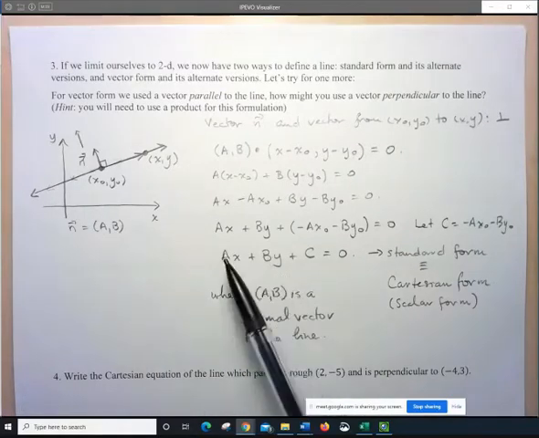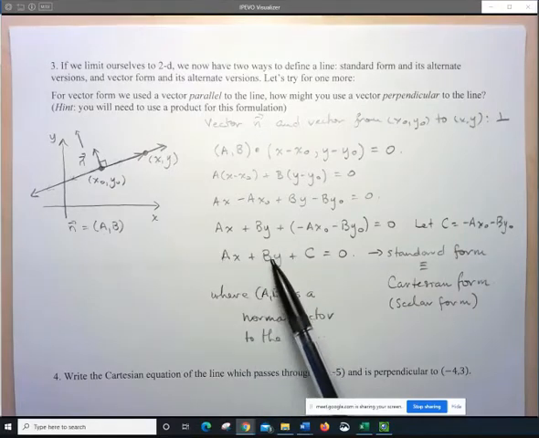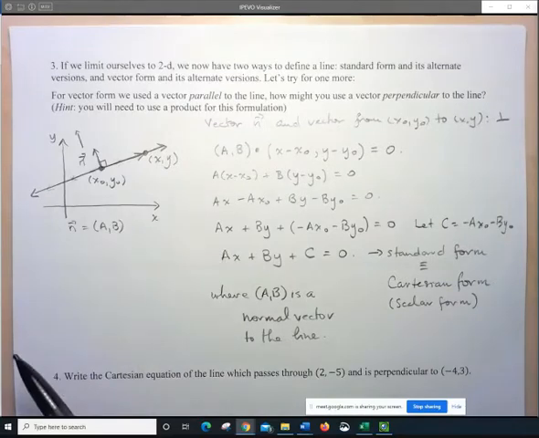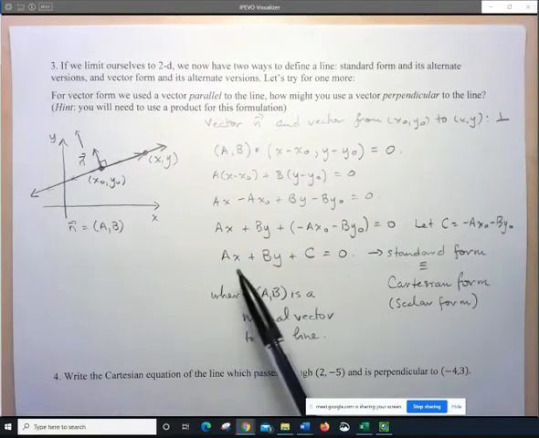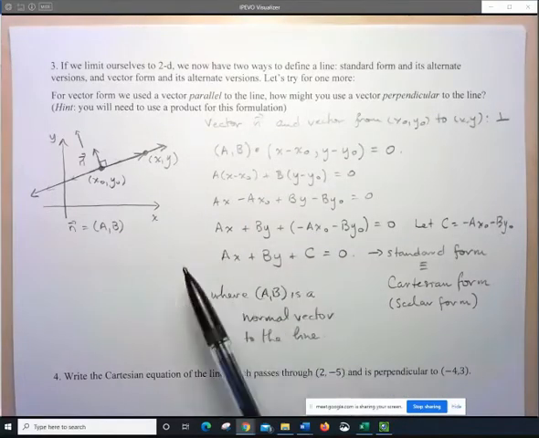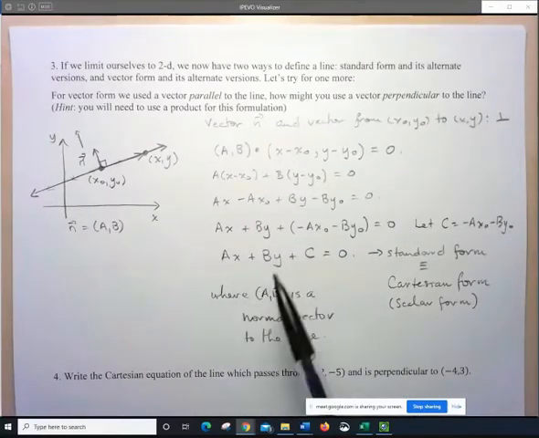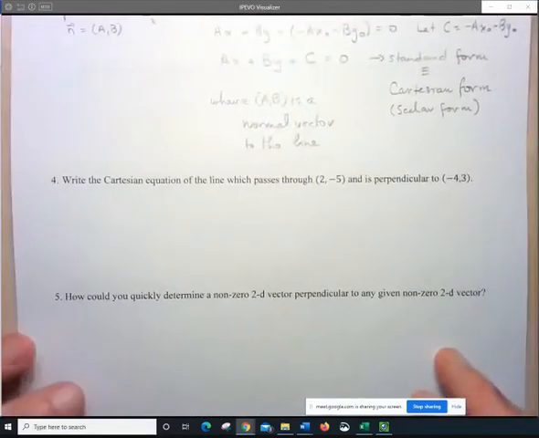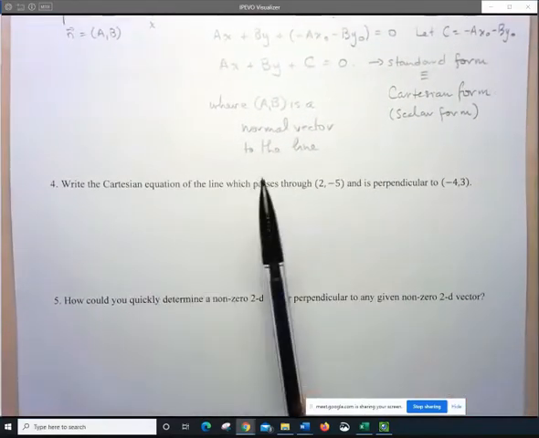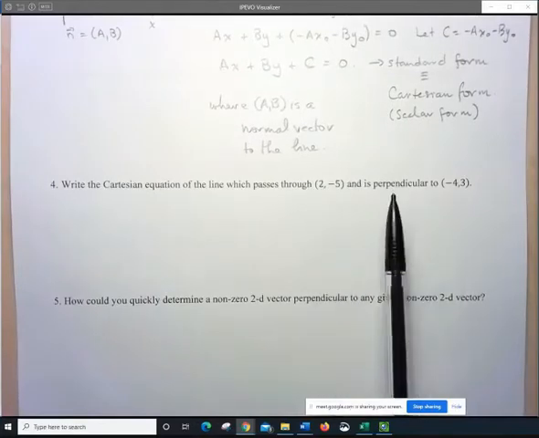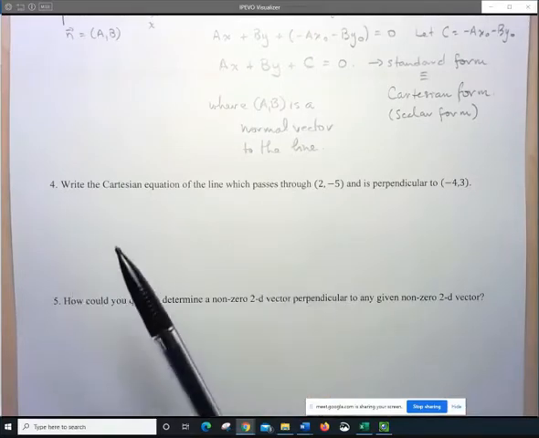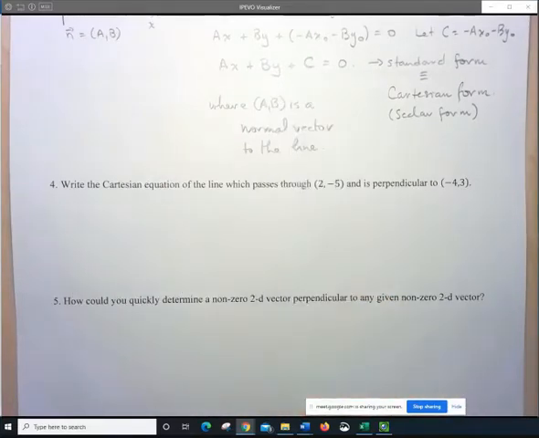Okay, it turns out that this number A and this number B, so now you can sort of see, it's not by accident that I chose those two letters. I knew where this was going, but now you have a different view of this standard form of the line. A and B represent a normal vector to the line. Okay, so what I'd like you to do, and don't overthink this one, it should be very quick. If I give you the point on the line and I give you this vector that's perpendicular to the line, how could you quickly calculate this Cartesian or standard equation to the line?